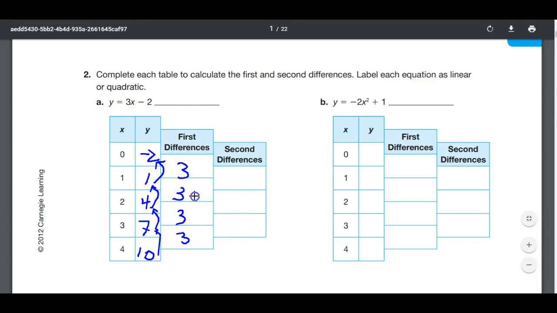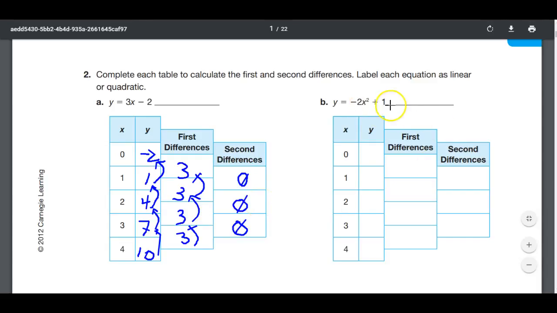Our second difference is found by subtracting these in this direction. 3 minus 3 is 0, right? And 3 minus 3 is, again, 0. And 3 minus 3 is, again, 0. So what do we see? Again, in a linear function, the first difference is going to be a constant. Second difference is going to be 0.